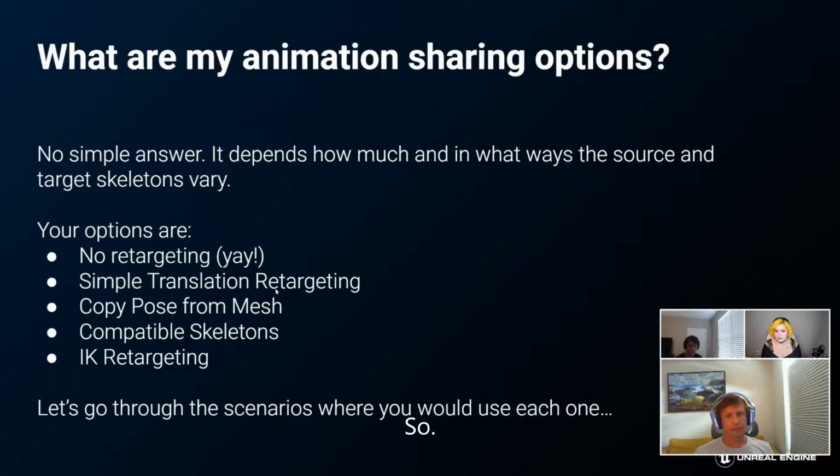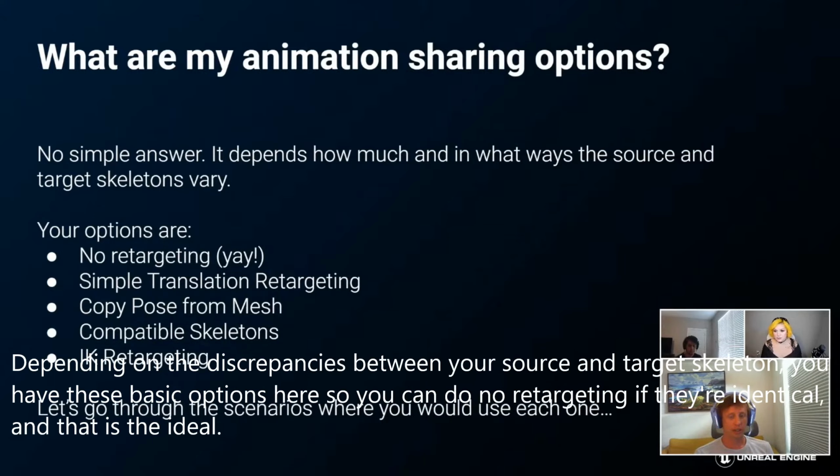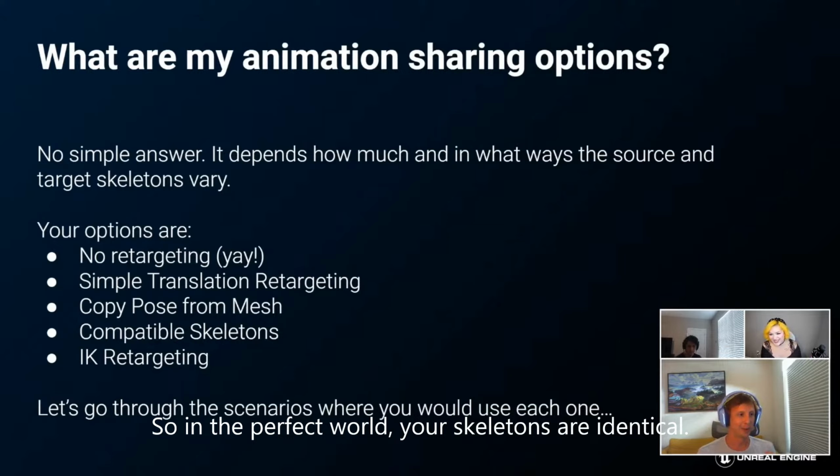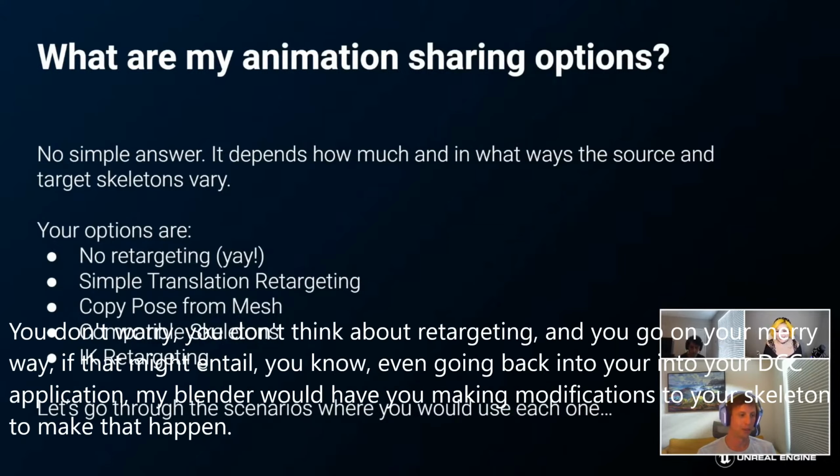Okay, so depending on the discrepancies between your source and target skeleton, you have these basic options here. You can do no retargeting if they're identical, and that is the ideal. If you have the ability, you should always try not to do what I'm going to teach you today. So in the perfect world, your skeletons are identical. You don't think about retargeting, and you go on your merry way.